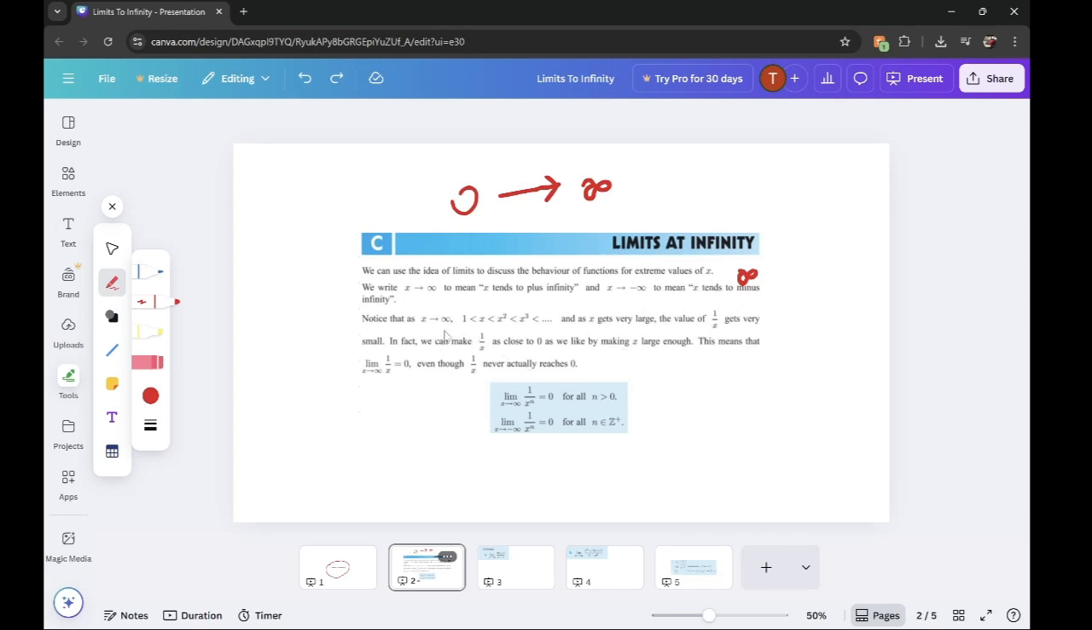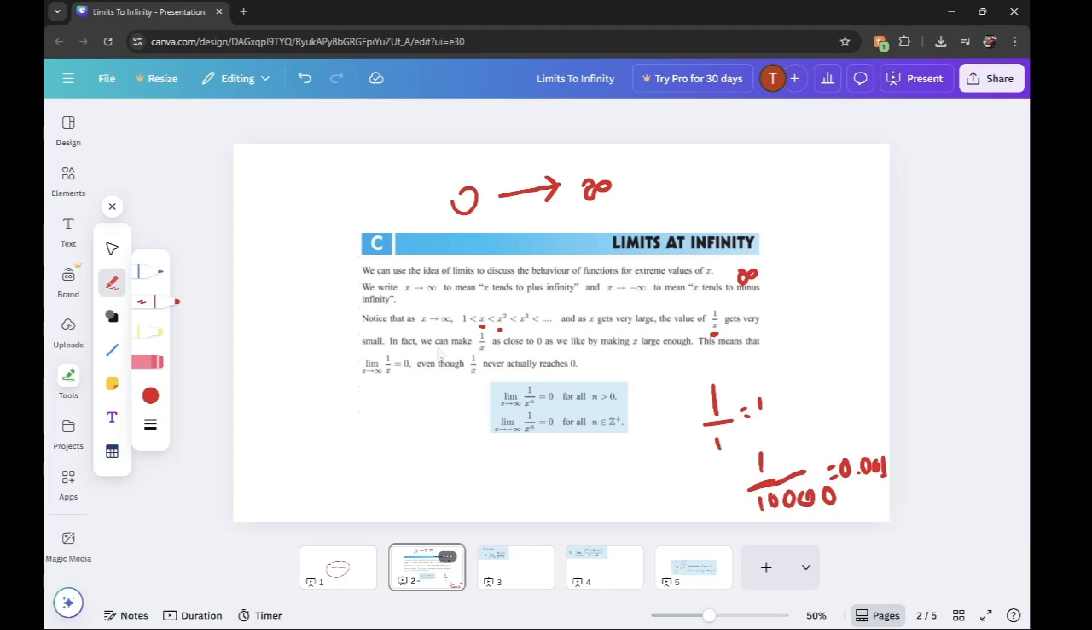Notice as x goes to infinity, 1 is less than x squared, x cubed, etc. Because 1 stays the same, but infinity squared is larger than infinity, and infinity cubed is larger than infinity squared. So as x gets very large, the value of 1 over x gets very, very small. If you do 1 over 1, it's still 1. But if you take larger and larger numbers, the value becomes tiny, like 0.00001. That's the kind of logic we're putting in here.